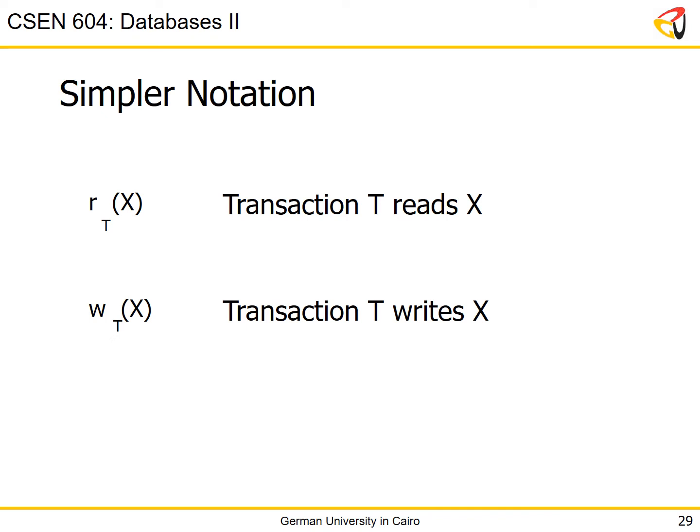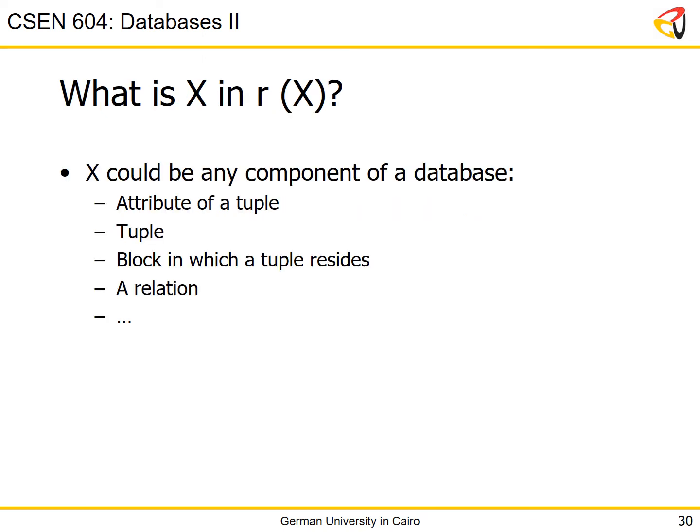So R(T, X) means transaction T reads X. W(T, X) means transaction T is writing X. Now here, and this will be the surprising part to you, X varies from one database engine to another. So X could be an attribute of a tuple, like a specific record.